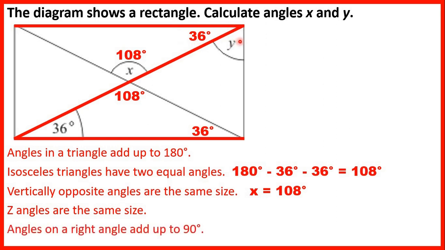And then to find angle Y, we just need to remember that angles on a right angle add up to 90 degrees. And we have a right angle because the diagram shows a rectangle, and a rectangle has right angles in its corners. So we need to think 36 plus what is 90? Well, 90 minus 36 is 54, so that means that angle Y is 54 degrees.